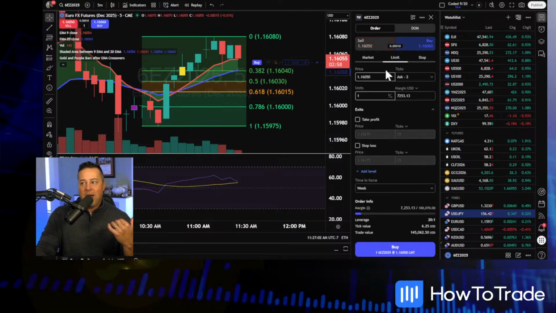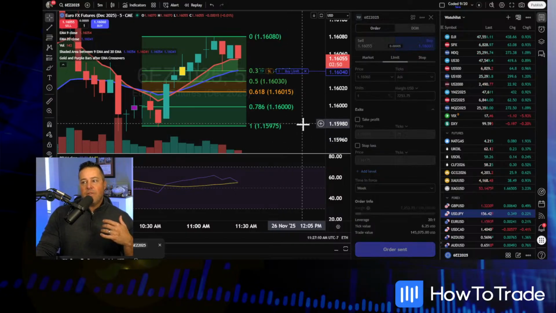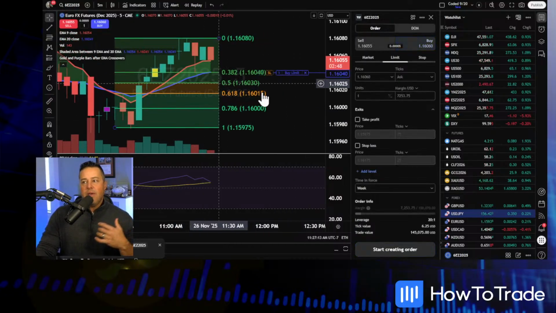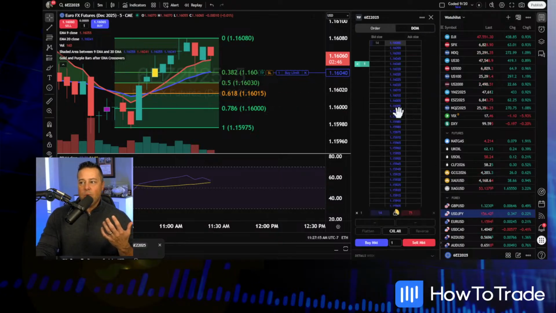Let's go for it. Let's buy it. Let's go buy limit. Let's go 1604. Something like that, 1604, and see if we can get the buy in there. So there would be our trade. There's our limit order, and we're only about a tick away. So let's go over to our trading dome. You'll see how tight we really are.